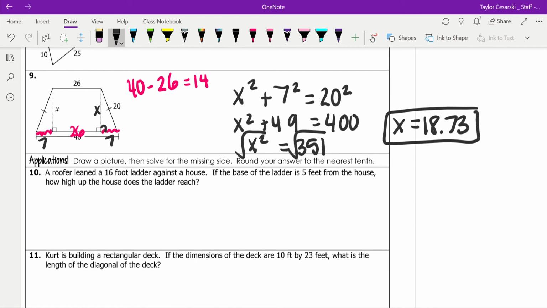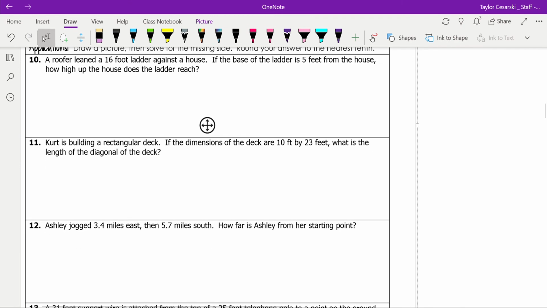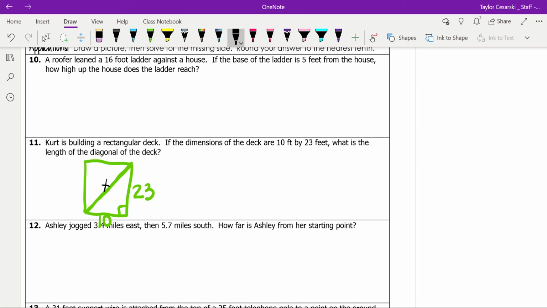Okay. All right, lastly, we're going to do a couple applications. You see it a lot as like a ladder leans up against a house or something very similar to that. Okay, so number 11, it says Kurt is building a rectangular deck. If the dimensions of the deck are 10 feet by 23 feet, what is the length of the diagonal? So let's draw a rectangle here. So it says 10 by 23, and we want the length of the diagonal. So we know if it's a rectangle, it has right angles, and we want the length of the diagonal. So I'm going to label that x, and that's going to be my hypotenuse.